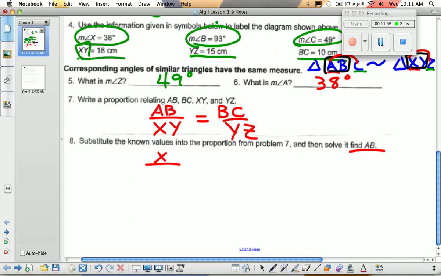Do we know XY? What is it? 18. Okay. BC? 10 centimeters. Okay. YZ? 15. Okay. Well, you guys are really good at solving proportions now. Go ahead and solve for X, which will give us the length of side AB.